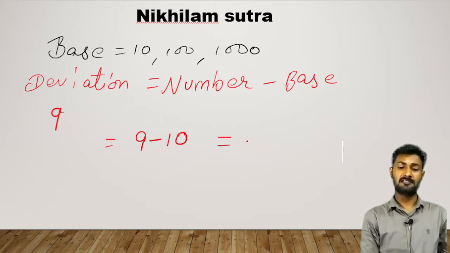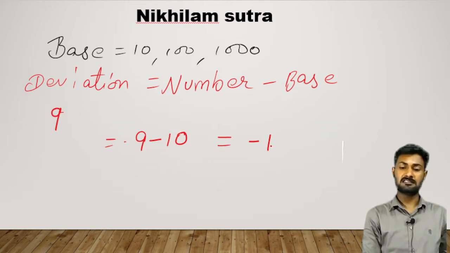Here the deviation is negative because base is greater than number. When base is greater than number, the deviation is negative. When number is greater than base, then deviation is positive. Take another example, 11. Base of 11 is also 10. And the deviation of 11 is, number 11 minus 10, that is plus 1.